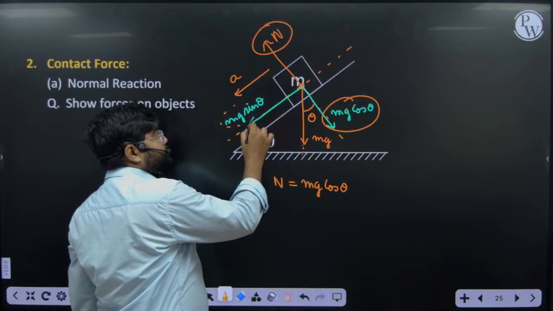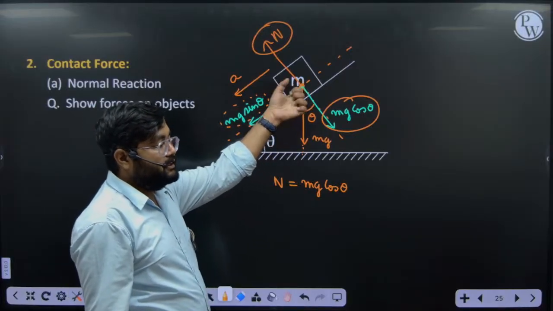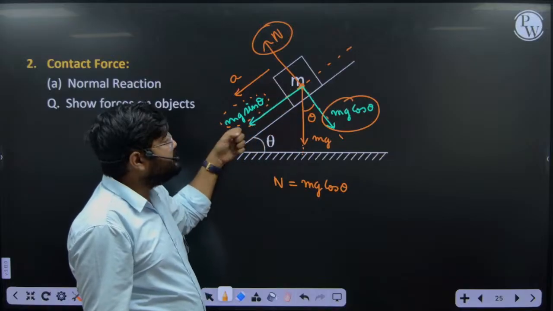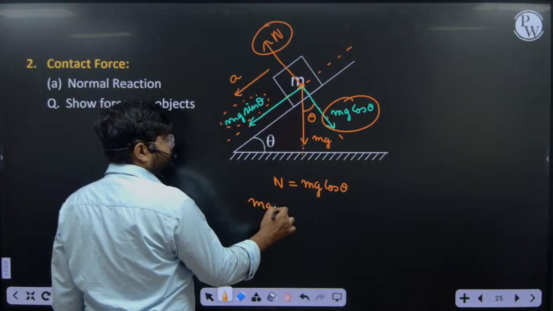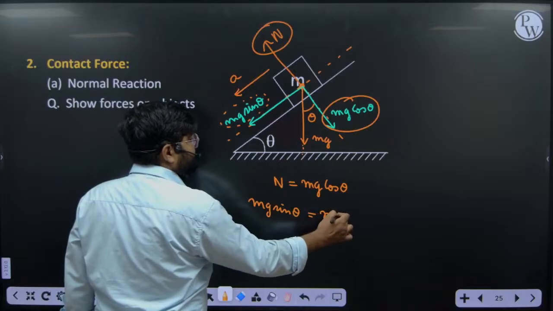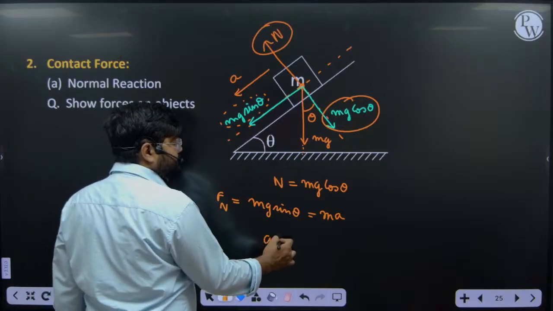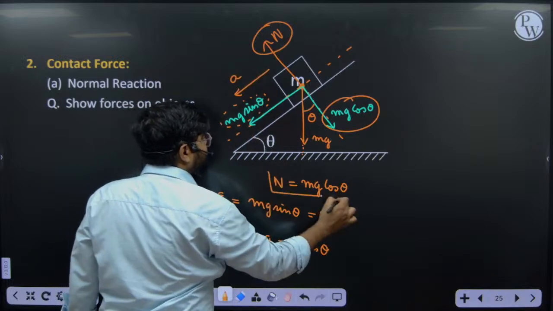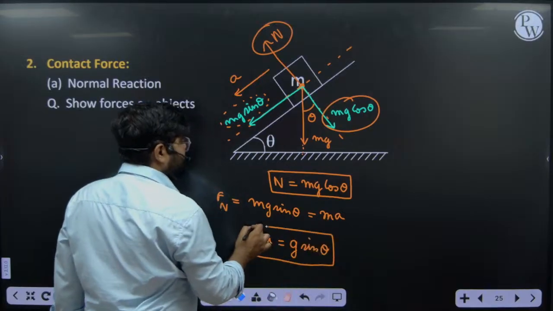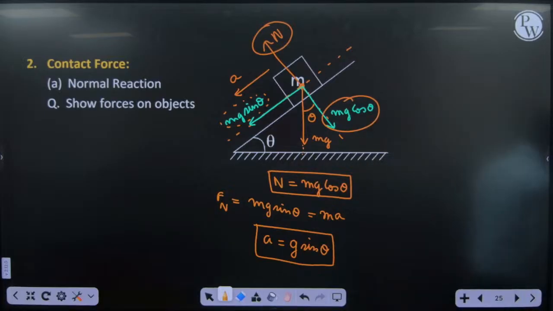But there is no one to stop this. No one can stop this force now. Nobody is there to balance it. This force will make it move downwards and bring some acceleration to the body. We can write this force equals to mass into acceleration. This is the net force which is acting on the body. So acceleration of the body becomes g sin theta. So we found the normal reaction and the acceleration in this particular case. I hope this is clear, everyone. We should know how to break the forces and how to write these equations.